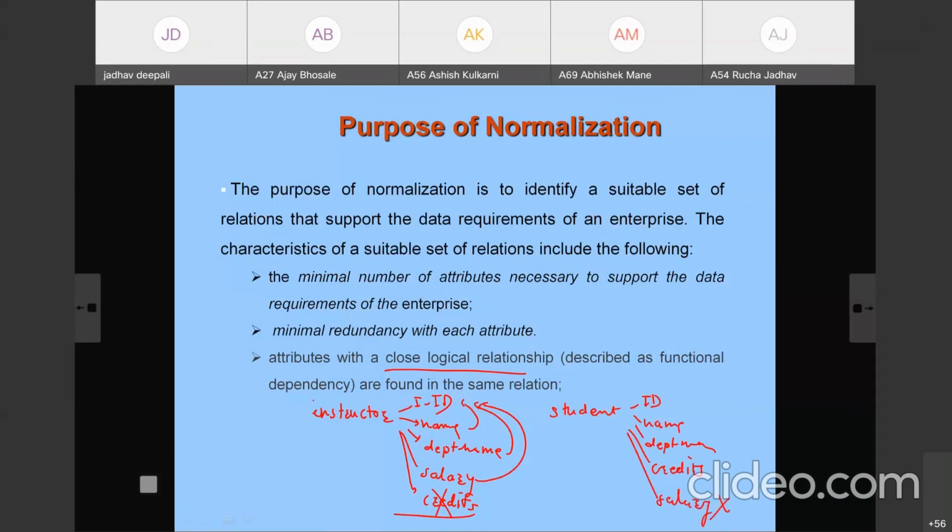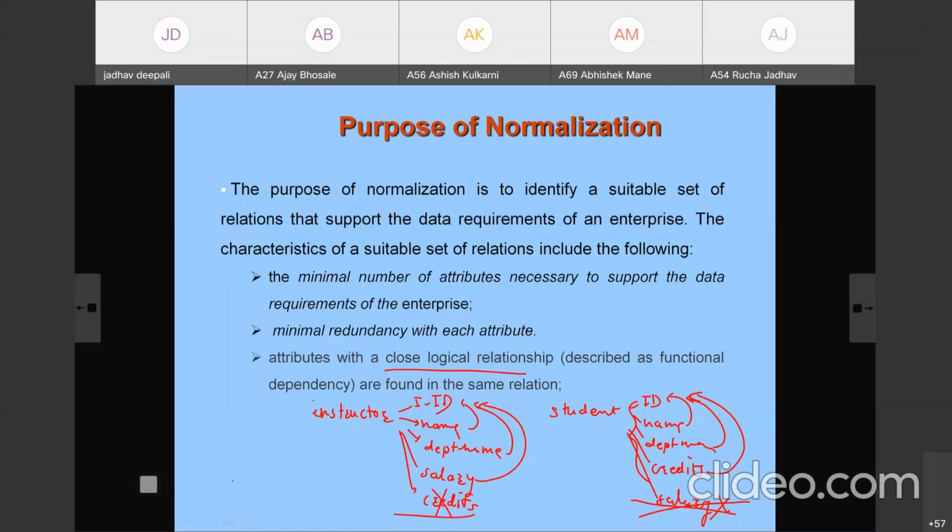Why? There is no relation between any of the other attributes. Here, this is the name of the student, this is the department name of the student, these are the credits earned by that student. But the salary is totally not meaningful. It has no logical relation with any of the others. But all these four have a close logical relation between them. So whatever attributes we are using, there should be a close logical relation between the attributes.